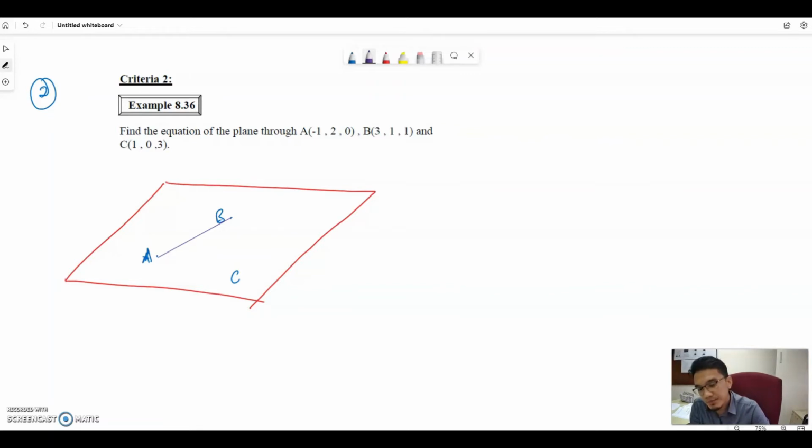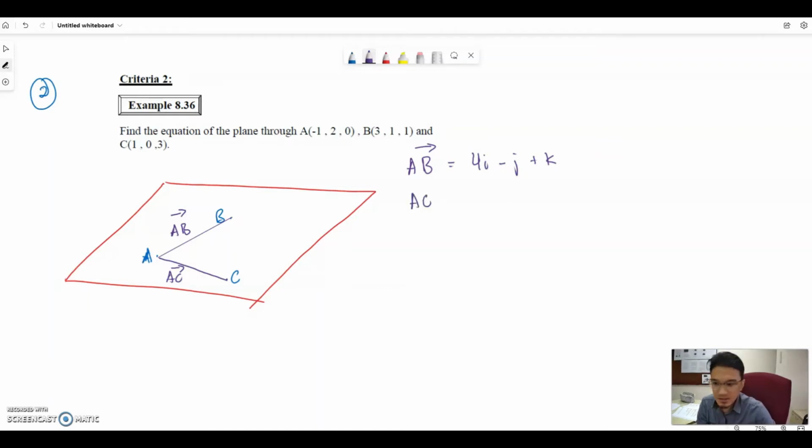This can be found by finding the vector A to B, then vector A to C. Then AB, vector A to vector B, is equal to 4i minus j plus k, and then vector A to vector C is 2i minus 2j plus 3k.